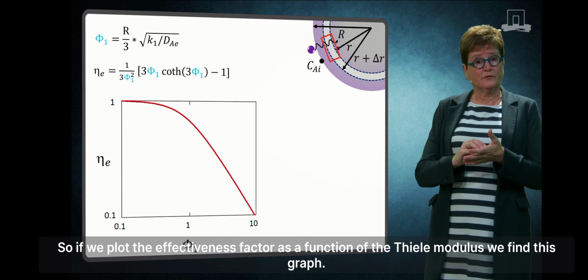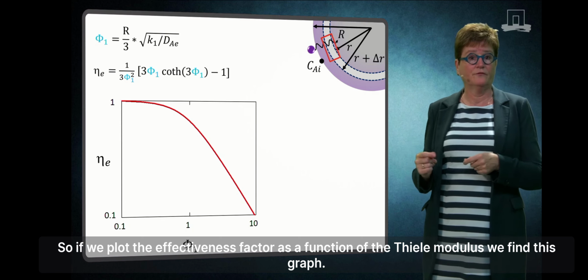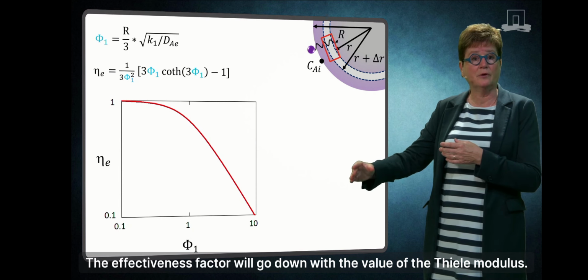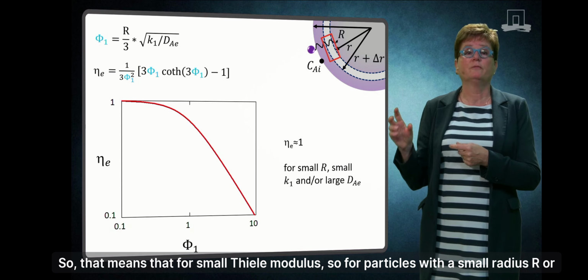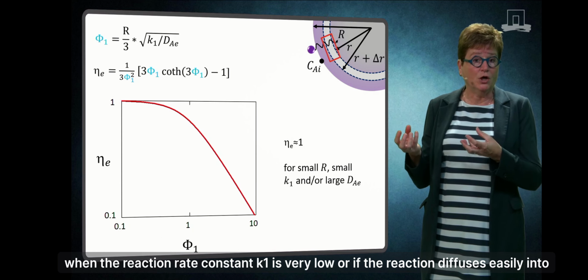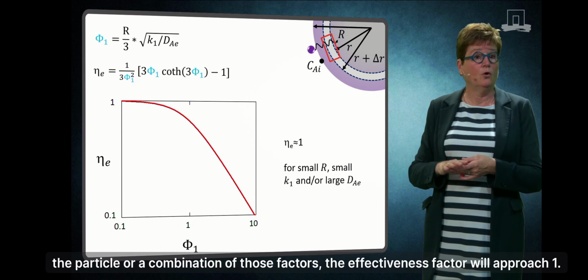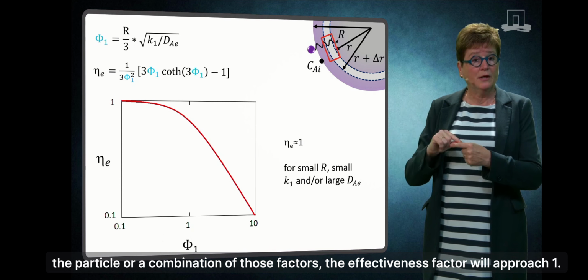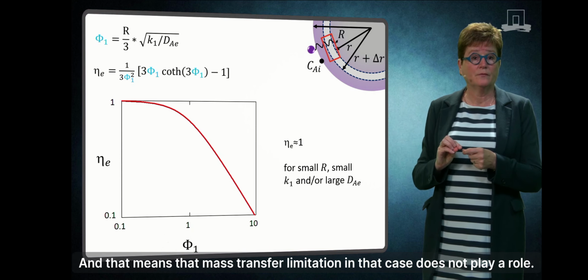If we plot the effectiveness factor as a function of the Thiele modulus, we find this graph. The effectiveness factor goes down with the value of the Thiele modulus. So for small Thiele modulus, so for particles with a small radius R, or when the reaction rate constant is very low, or if the reactant diffuses easily into the particle, or a combination of those factors, the effectiveness factor will approach 1. And that means that mass transfer limitation in that case does not play a role.